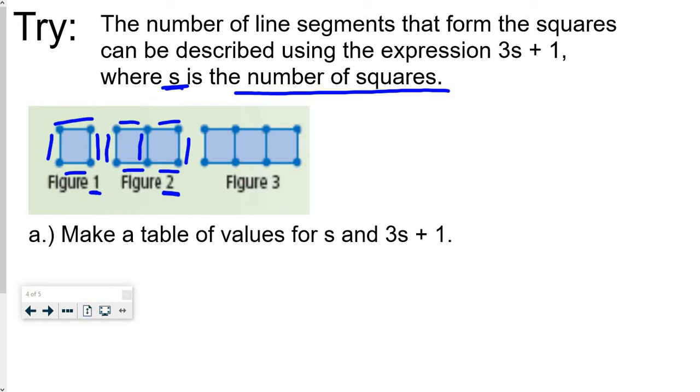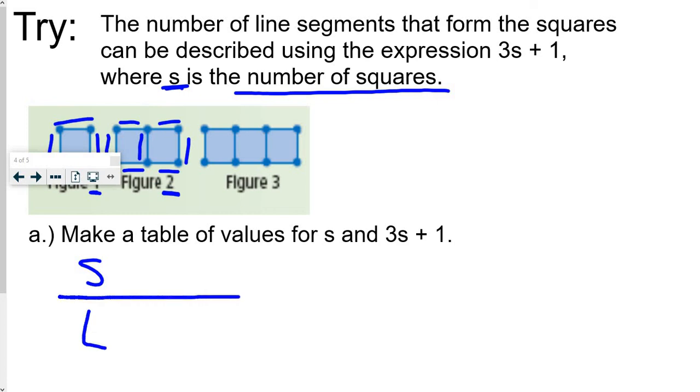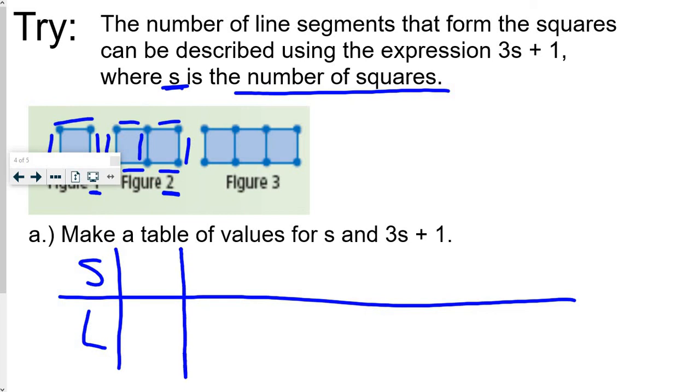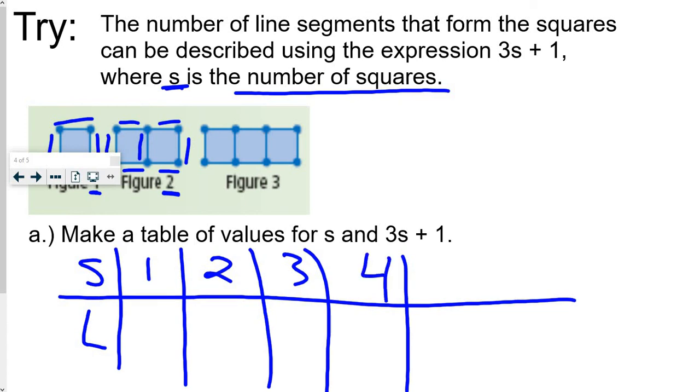So make a table of values for s and 3s plus 1. So we're going to have s, and we're going to have line segments, so we'll put it as L down there. So again, do this at home. 1, 2, 3, 4, 5, and 6.